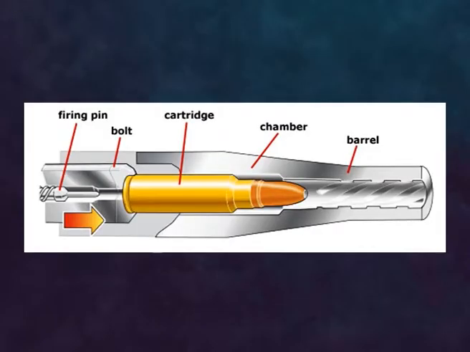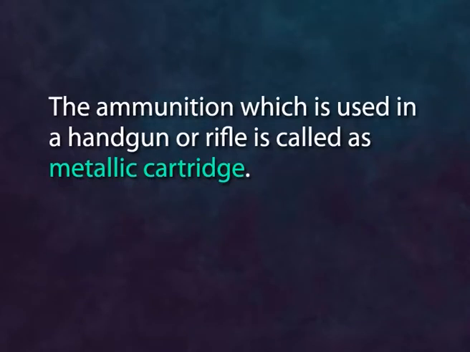Now dear students, let us discuss the parts of rifled cartridge. A bullet is a part of cartridge which comes out from the muzzle end of the barrel when firing takes place, whereas in case of loading the firearm, the complete cartridge along with the bullet goes into the chamber. The ammunition which is used in a handgun or rifle is called a metallic cartridge.